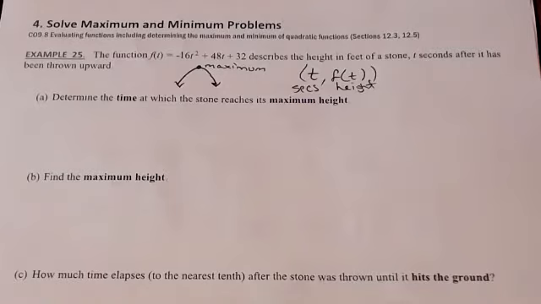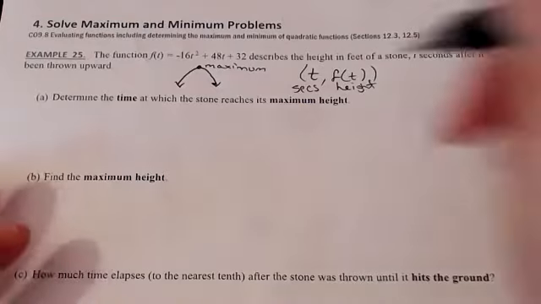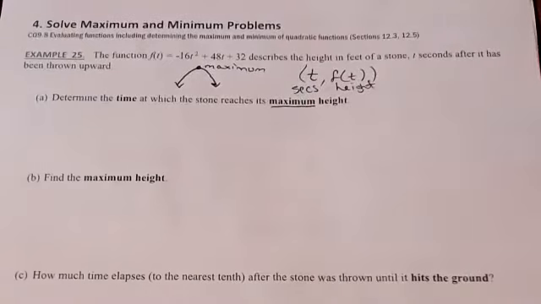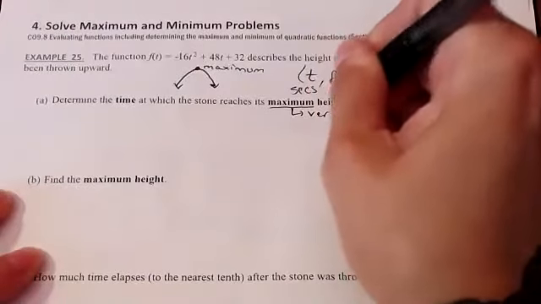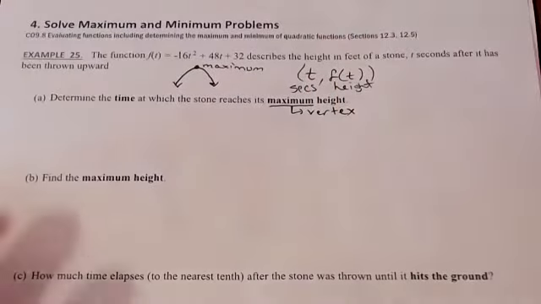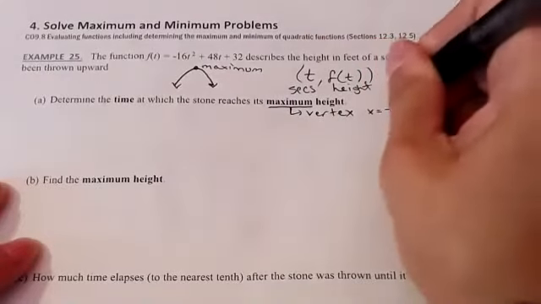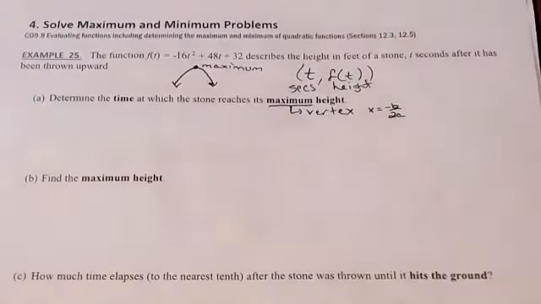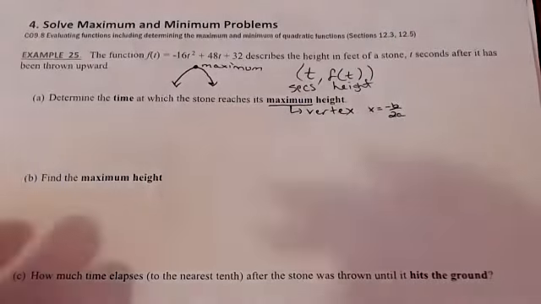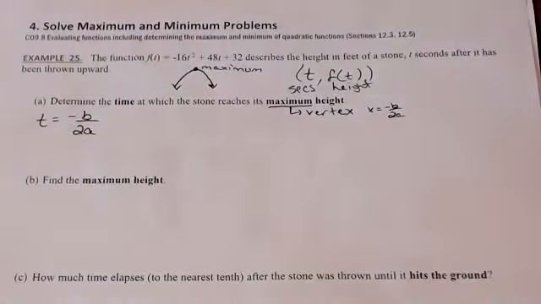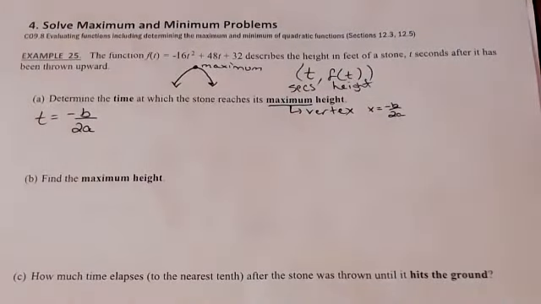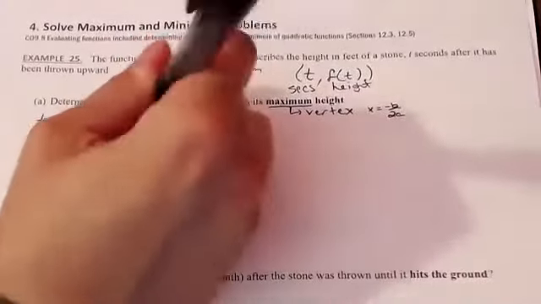So for part A, it says determine the time at which the stone reaches its maximum height. Whenever you see this word, I want you to think vertex, which means we have the equation. Generally, it's going to be x is equal to negative b over 2a. However, in this particular formula, x is actually being replaced by t. So you want to write t is equal to negative b over 2a. Would someone fill in the values in my equation? T is equal to, what would go here?